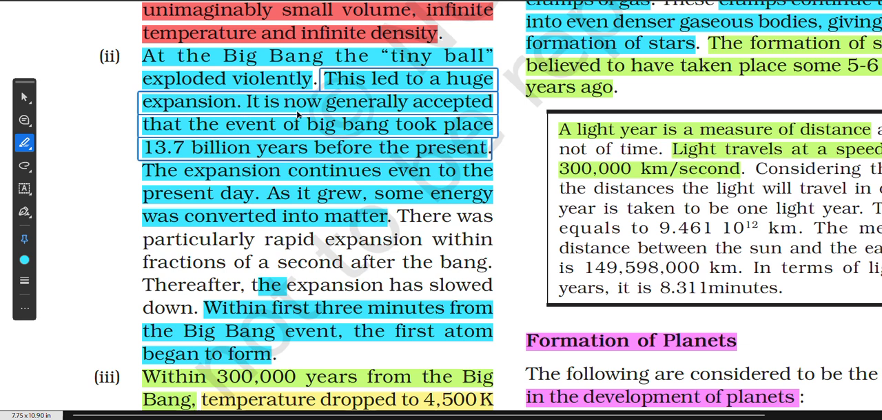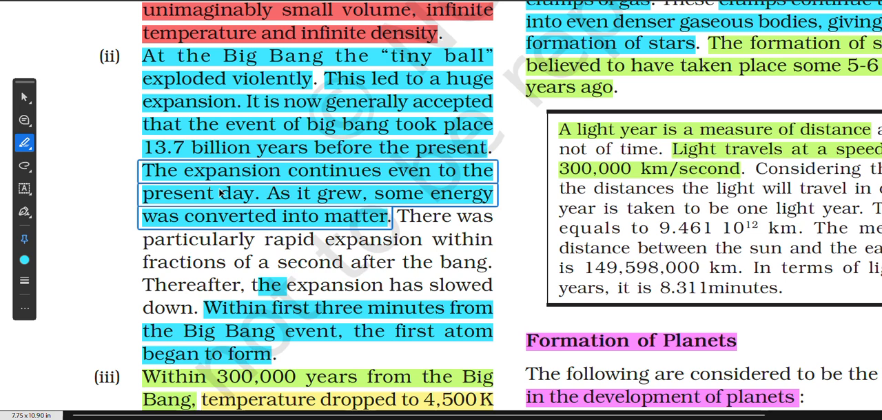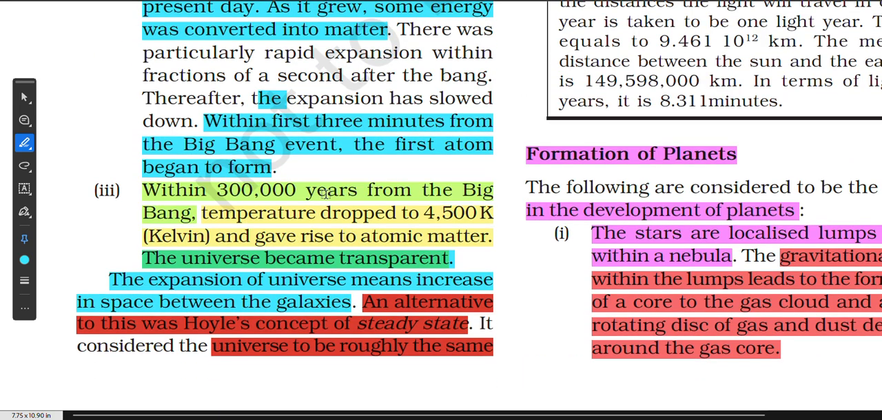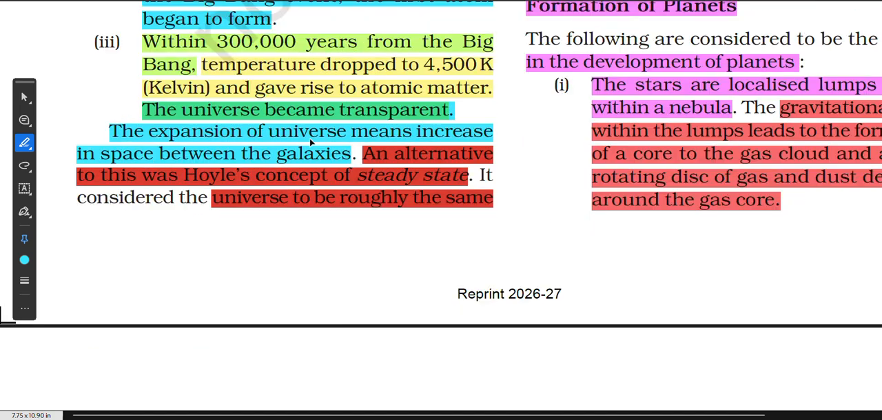It is now generally accepted that the Big Bang took place 13.7 billion years before the present. The expansion continues even to the present day. As it grew, some energy was converted into matter. Thereafter, the expansion has slowed down. Within the first 3 minutes of the Big Bang, the first atom began to form, and within 3 lakh years, the temperature dropped to 4,500 Kelvin and gave rise to atomic matter. The universe became transparent. The expansion of the universe means an increase in space between the galaxies.